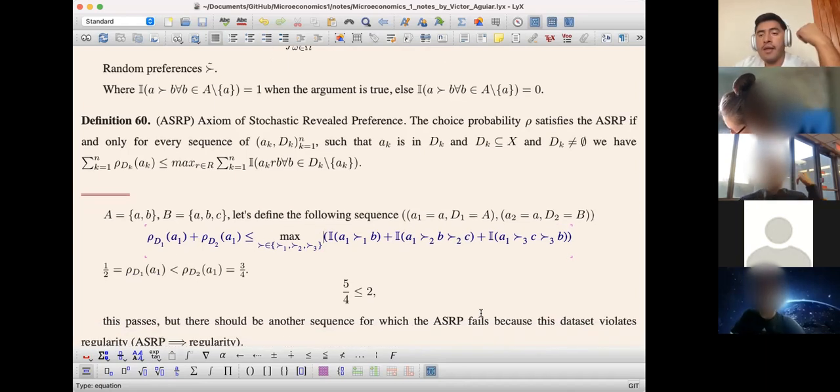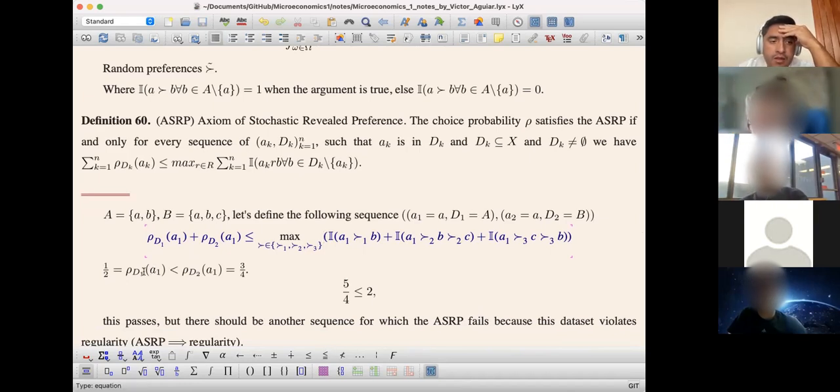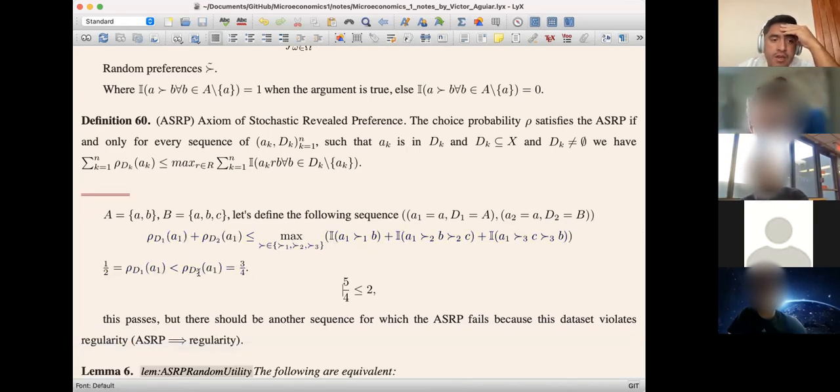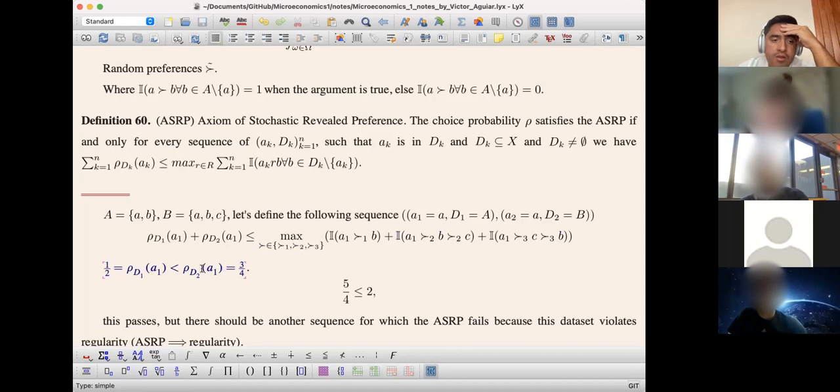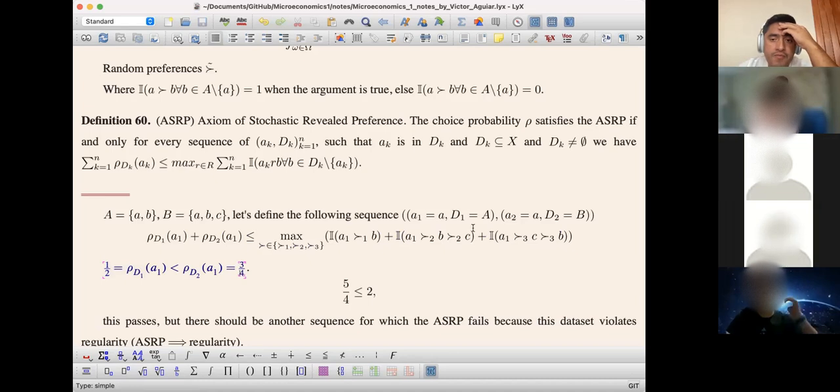Now let me take a particular probability that I'm inventing out of my mind. So the probability of A1 in D1 is equal to 1/2, and the probability of A1 in D2 is equal to 3/4. So what is important here? D2 is a bigger menu, yet the probability of A1 is above the probability of A1 in D1. So 3/4 is higher than 1/2, hence this violates regularity.